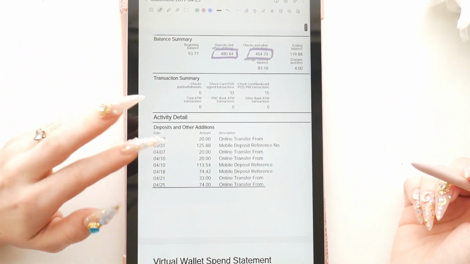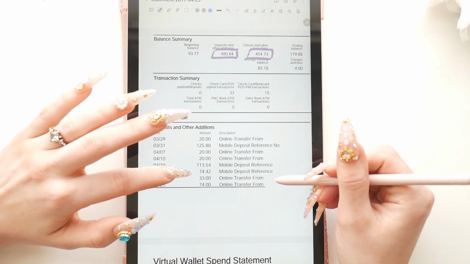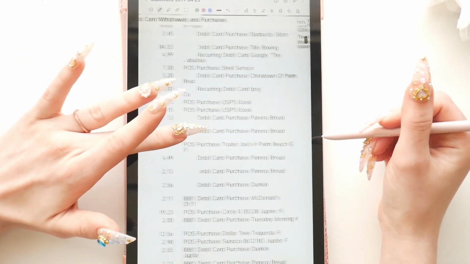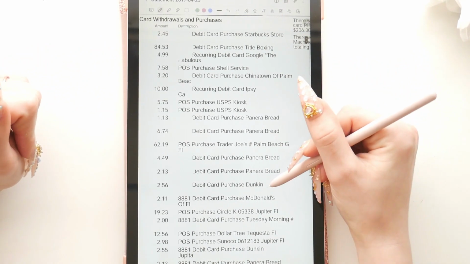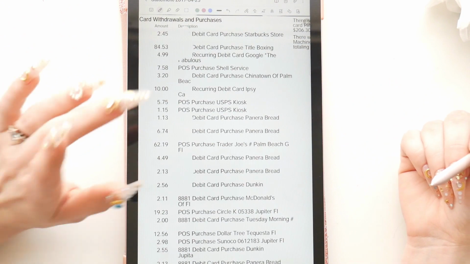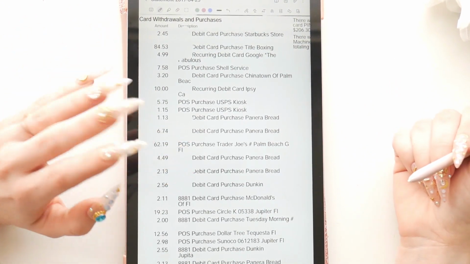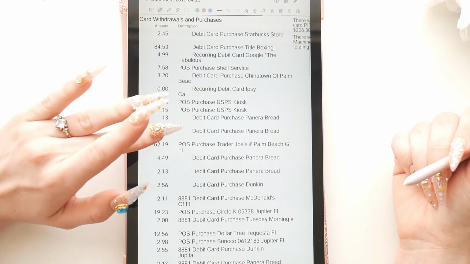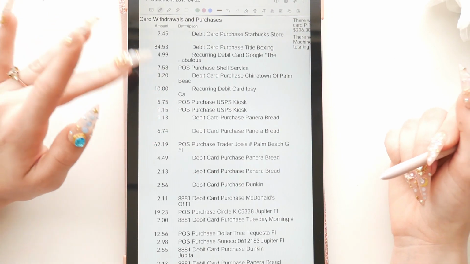So yeah, I'm not making that much money. Most of this was transfers from my growth account. 17-year-old me was just living life. So I've got Panera and Dunkin' Donuts and McDonald's and Tuesday mornings, Dollar Tree. Dollar Tree was my jam. So at this point, I think I was a junior. I think I was a junior in high school.